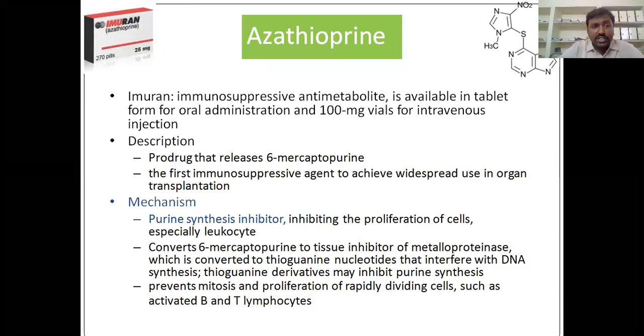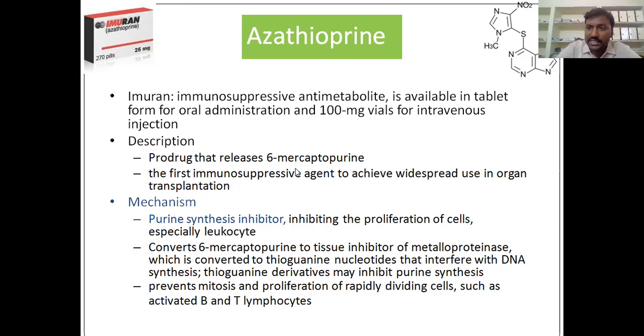Next, come to the drug azathioprine. One of its brand names is Imuran. It is an immunosuppressive antimetabolite, which we already studied in anti-cancer drugs. It is available in tablet form for oral administration and 100 mg vials for intravenous injection, so both are available. Azathioprine is a prodrug. It releases 6-mercaptopurine.